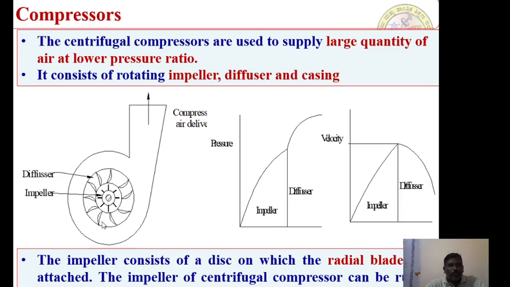So we have an impeller. Surrounding the impeller, we have a diffuser. At the outlet, we have a delivery section, right? When you see the compressor, there are two particular sections you can expect: one is the impeller section, the other is the diffuser section. Finally, the casing comes into the scene.